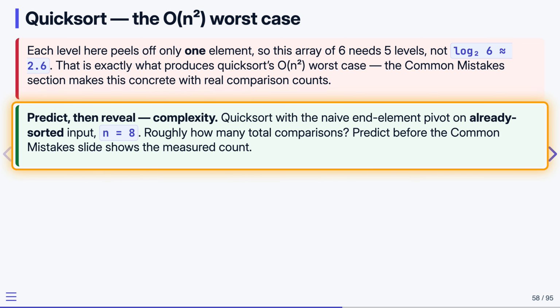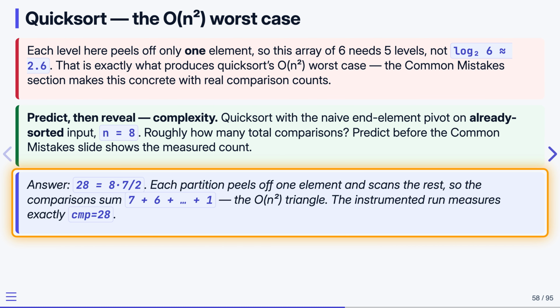Predict, then reveal. Quicksort with the naive end-element pivot on already sorted input with n equal to 8. Roughly how many total comparisons? Pause and guess. The answer is 28, which is 8 times 7 over 2. Each partition peels off one element and scans the rest, so the comparison sums 7 plus 6 down to 1. That is the big O of n squared triangle, and the instrumented run later measures exactly 28.